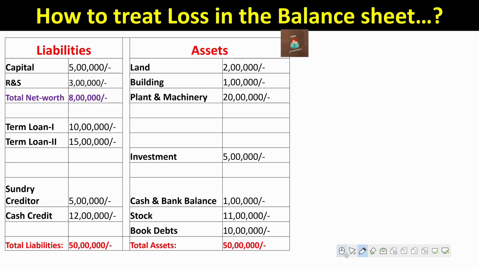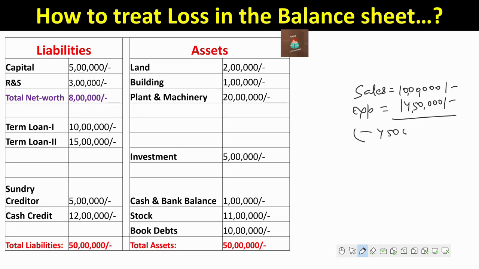First, suppose the company has made total sales of 10 lakh rupees, and the total expenditure put together, meaning raw material, labor, power, selling general and administration, interest, taxes, is 14,50,000. So the total loss of the company is how much? 4,50,000 rupees. So how will the company treat that loss, or adjust it in the balance sheet?